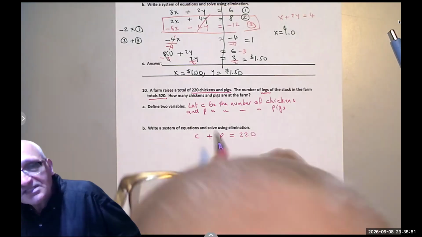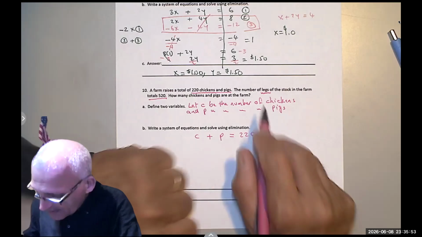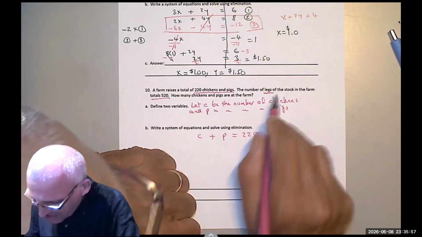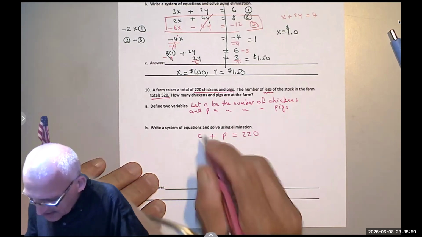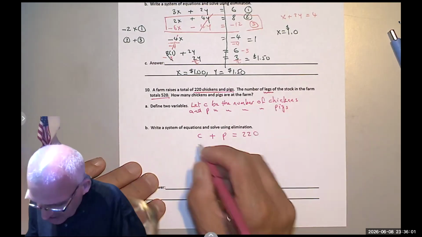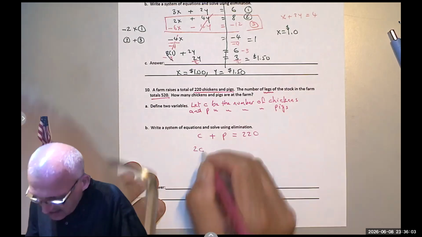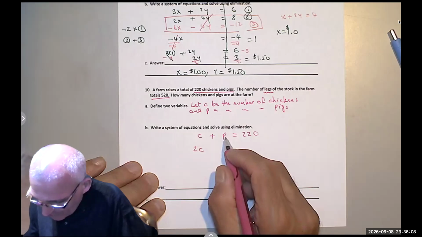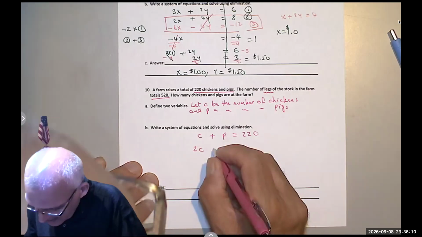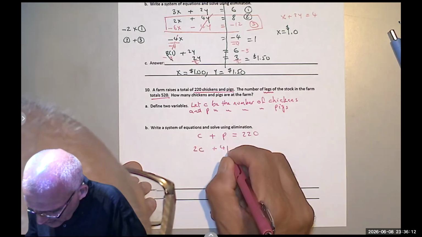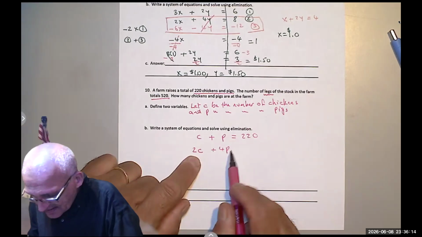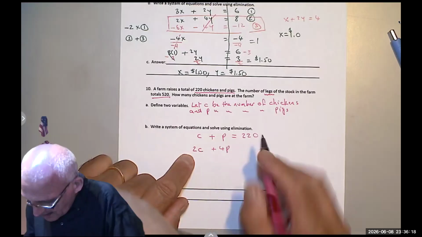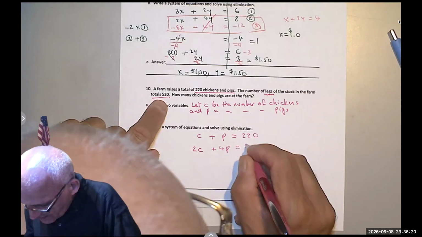The second one is the trick. The number of legs of the stock. Well, the chickens have 2 legs. So if I have C chickens, that's 2 times C legs. But the pig has 4. So if I have a pig, it has 4 legs. So the total number of legs is 2 for each chicken and 4 for each pig, and that is 520.